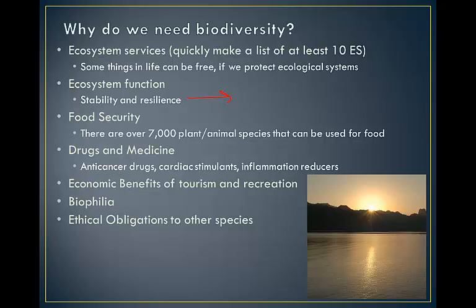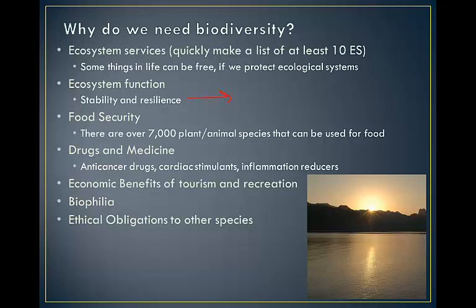Biodiversity gives us food security. There are 7,000 different plants and animals on this planet that we could be using for food. Losing biodiversity decreases those food sources. Drugs and medicine. If we lose biodiversity, we lose the ability to go out and find new drugs.